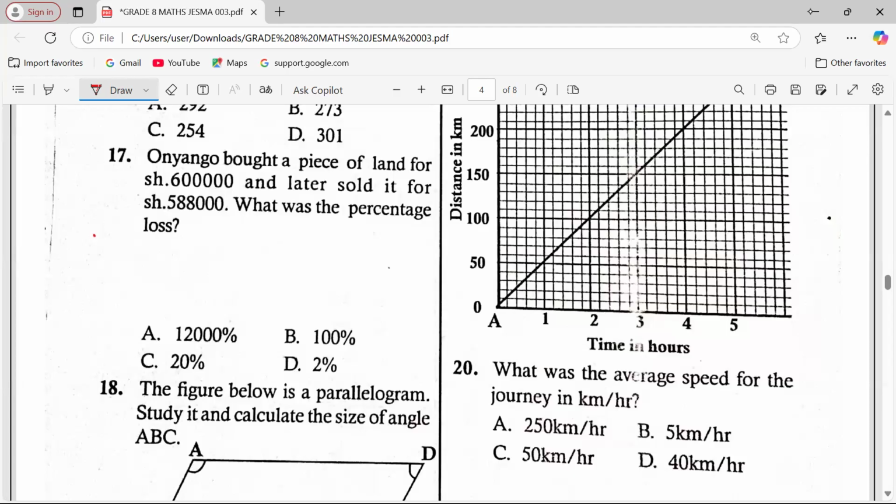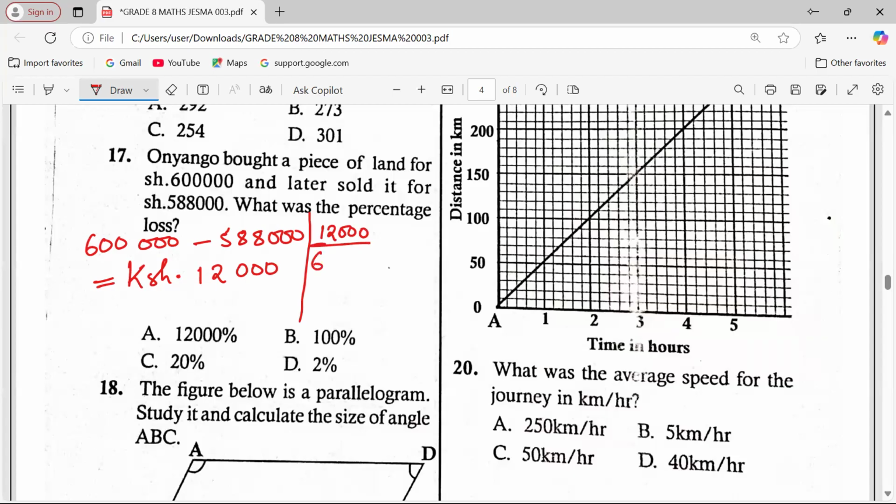Talk about the loss itself. This is going to be a loss of 12,000. Therefore, percentage loss will be the loss divided by buying price, expressed as a percentage. And this is exactly going to be 2%.